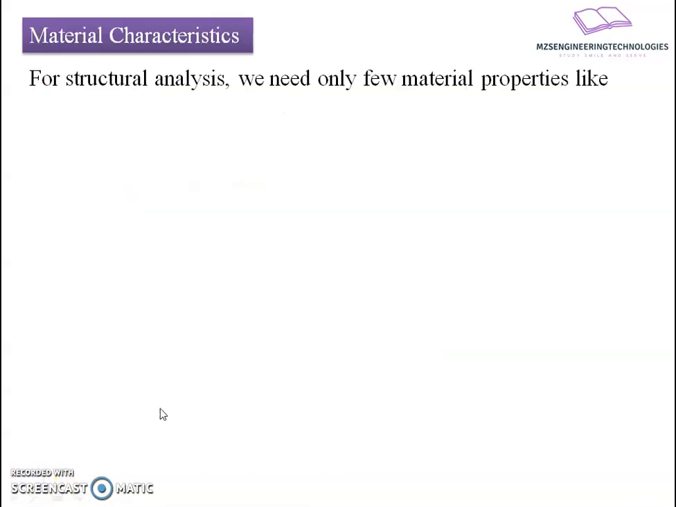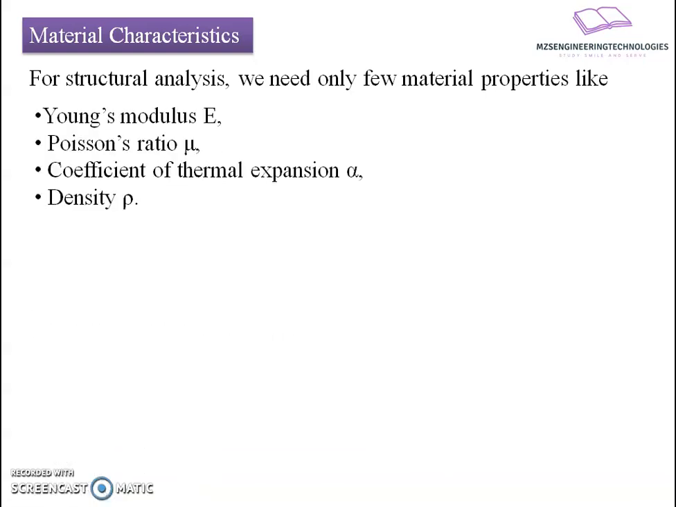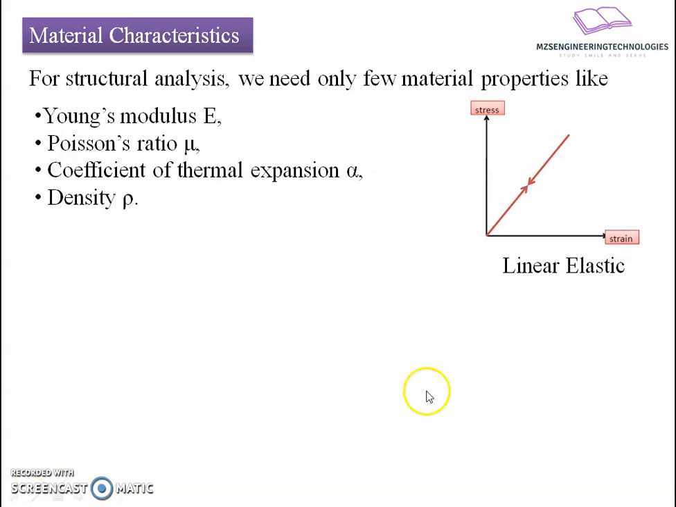Let's talk about the material characteristics which we need to review before going for a structural analysis. For structural analysis, we need only a few material properties like Young's modulus, Poisson's ratio, coefficient of thermal expansion, and density. All this depends upon the behavior of the material. So the very first behavior which we are going to see here is linear elastic behavior.